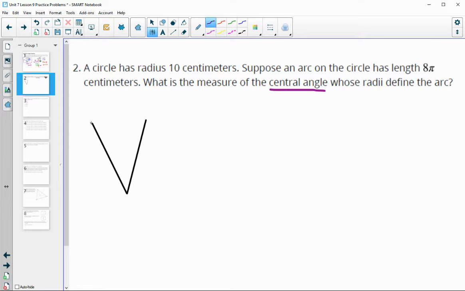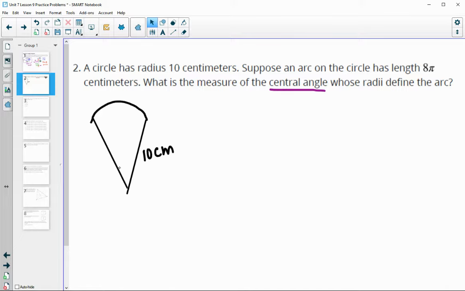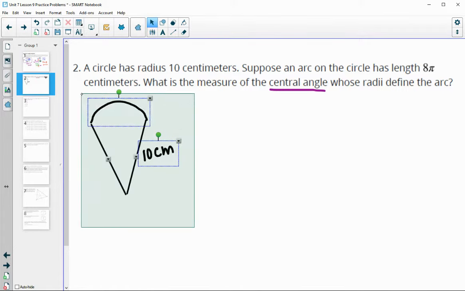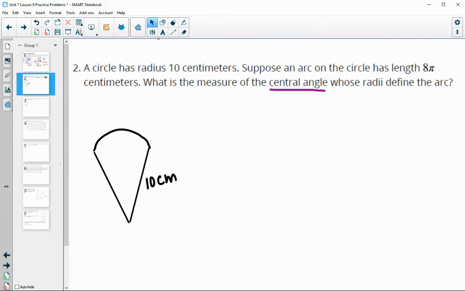So this is 10 centimeters for the radius. And then the arc of the circle is 8 pi. So let me move this down. So this arc right here is 8 pi centimeters. What's the central angle? So we're looking for this.